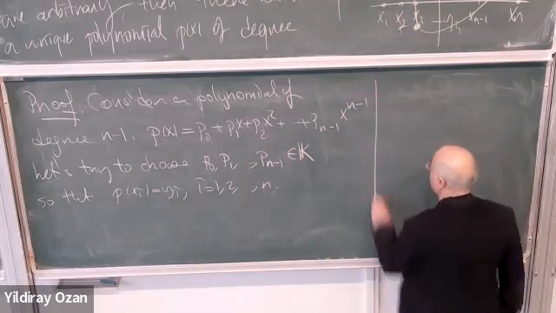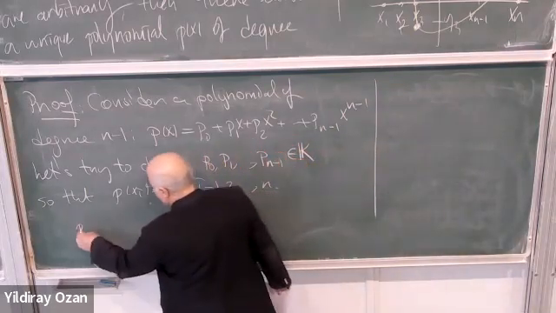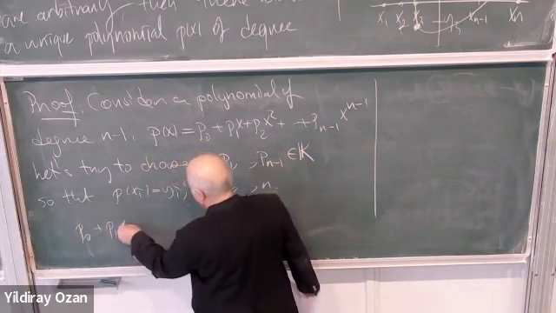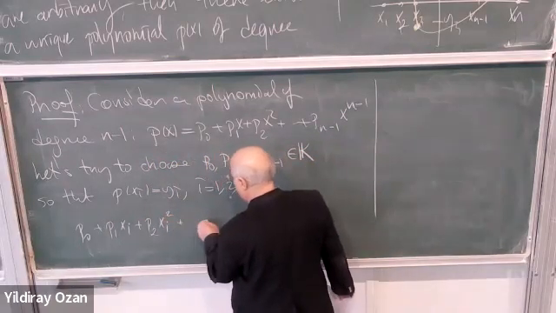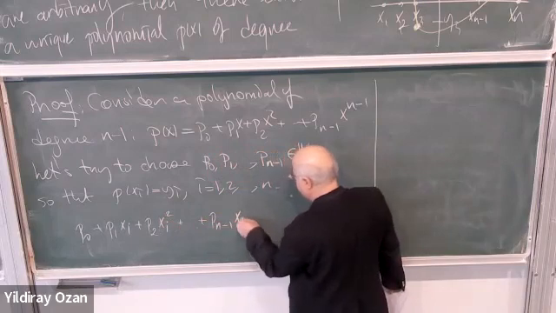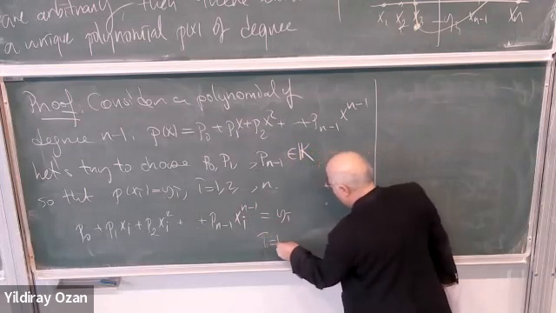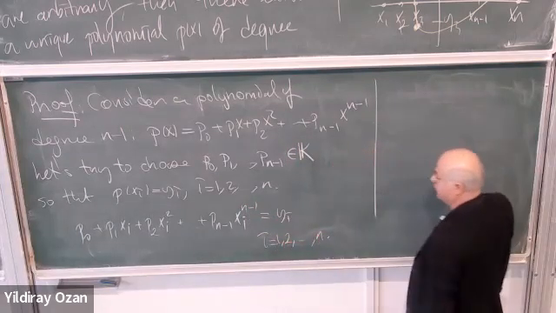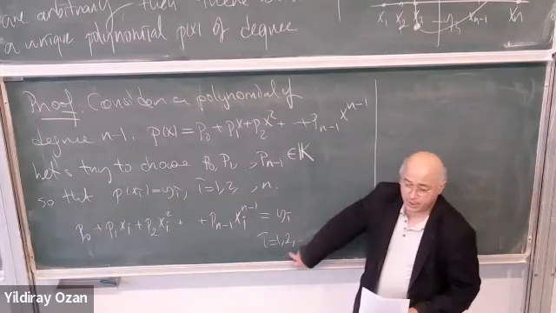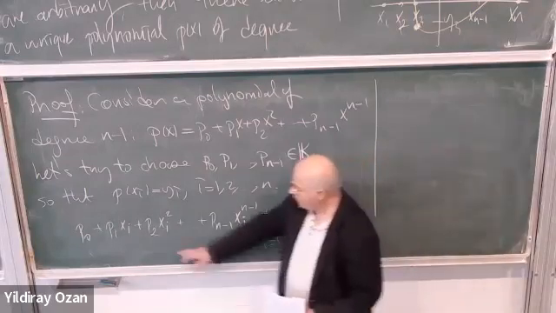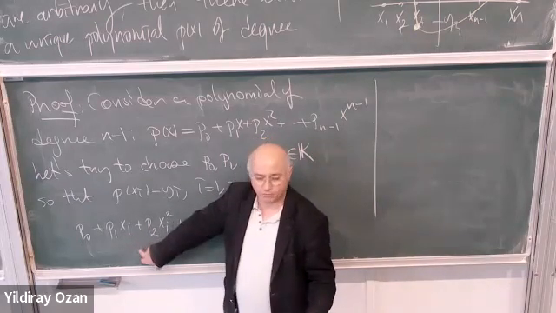So let's just write down what this means. This is just P0 plus P1 times xi, plus P2 times xi squared, up to Pn-1 times xi to the n-1, is equal to yi for i equals 1, 2, up to n. So I have n many equations. One of them is for x1, and then for x2, x3, x4, and so on.